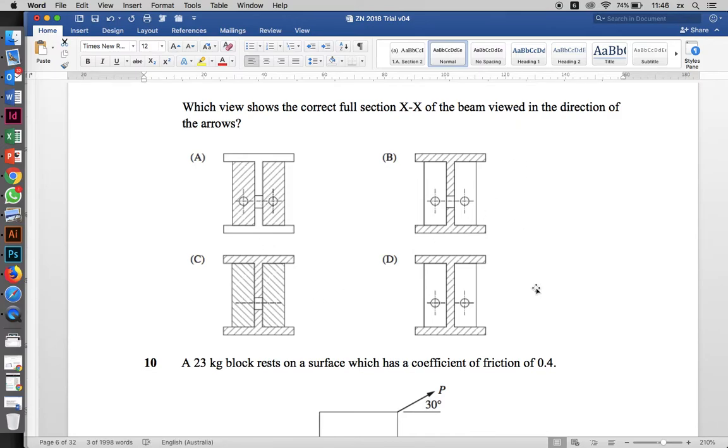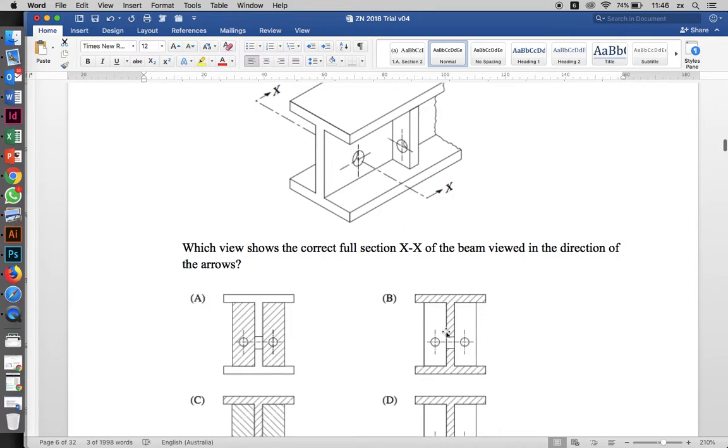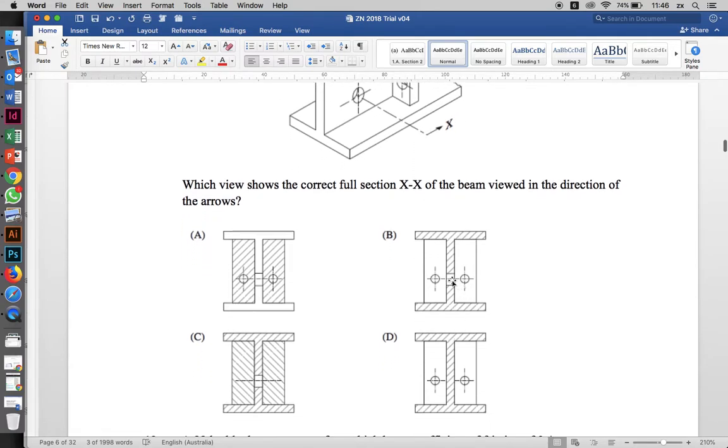That's good. Now we're cutting through a hole, so that means we should see a blank where we're cutting through. We're cutting through a hole here and we're cutting through a hole here. So that's good, it's one of those two. And now we're not cutting through the webbing. Because we're not cutting through the webbing, that section should be shown as off in the distance, which is this one here.